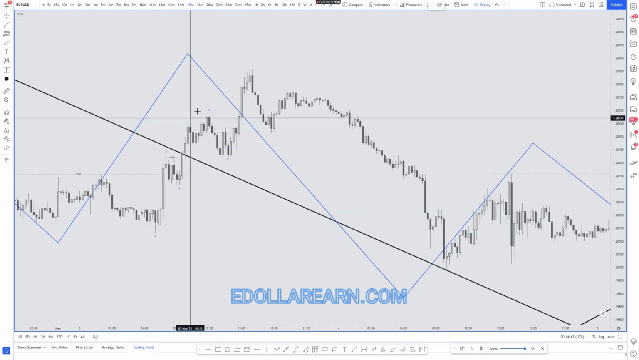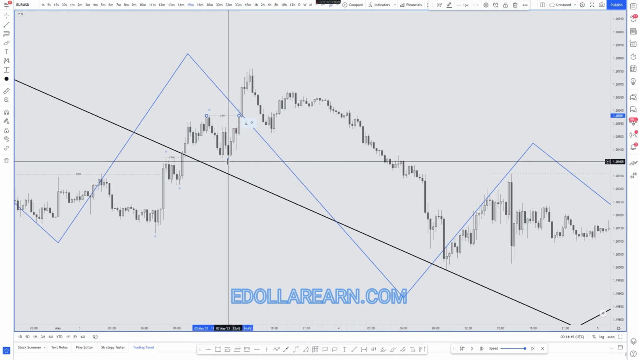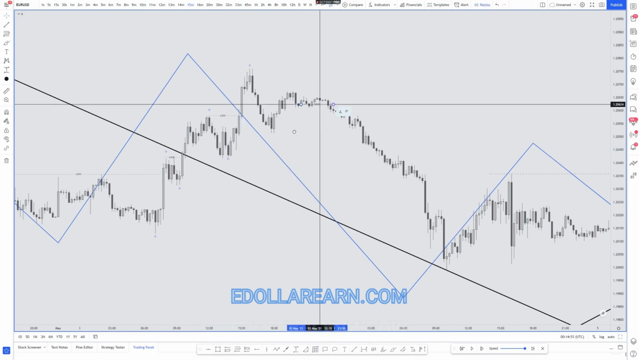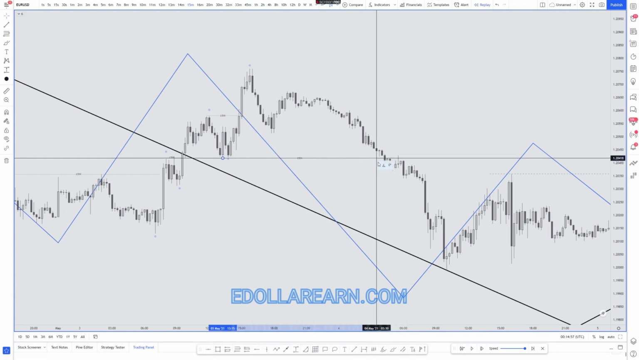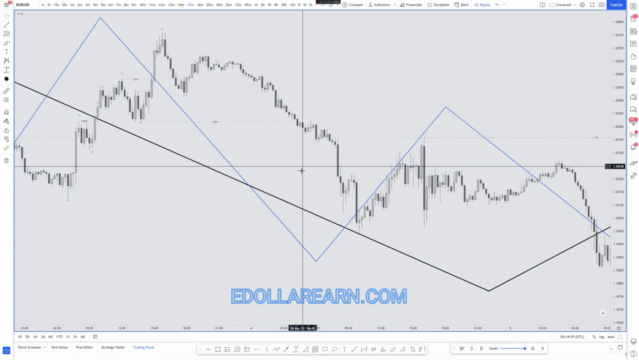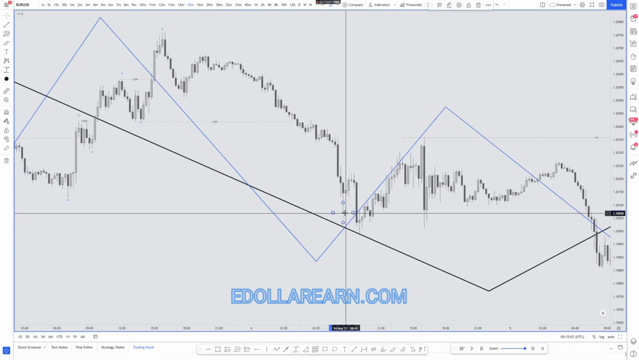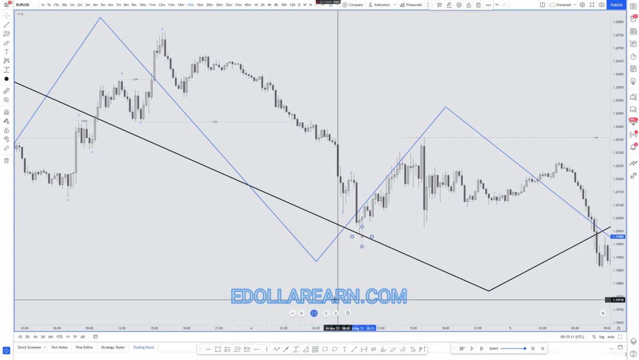We have a pullback here. New structure here. And ultimately, we don't have any more structure to the upside, but we do have bearish structure here. Our first bit of a pullback is kind of right here. I'm guessing that's roughly 13, 14 pips. That should be no issues to map that as structure. We have another low here.